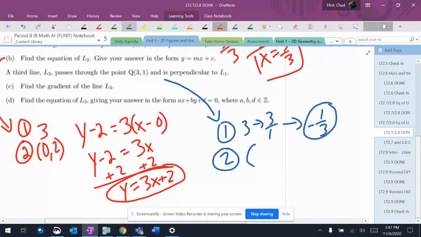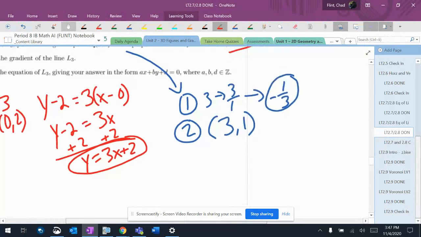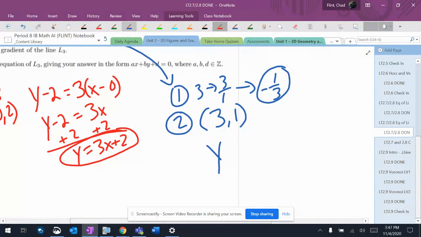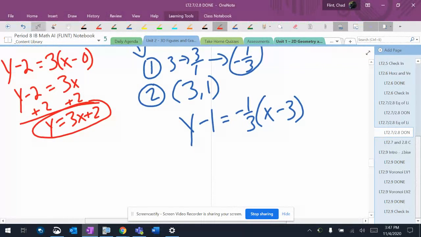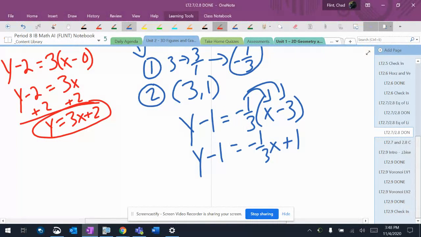Then I need a point that it goes through. Well, it says it goes through Q, so 3, 1. And then it wants the equation. So I do the same thing I've been doing for the rest of these. So y minus y1, y minus 1, equals negative 1/3 times x minus x1. Now, this all needs to be equal to 0. So let's take a look at this here. So y minus 1 equals negative 1/3 x, and then negative 1/3 times negative 3 is positive 1. All right, it's positive 1.